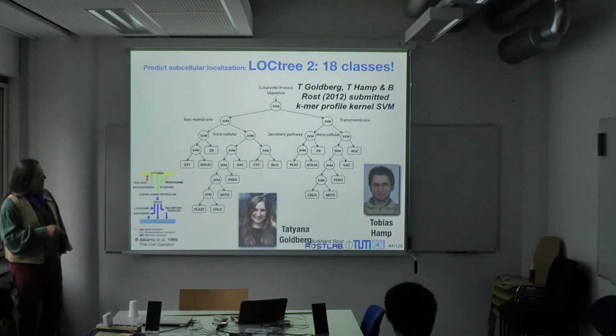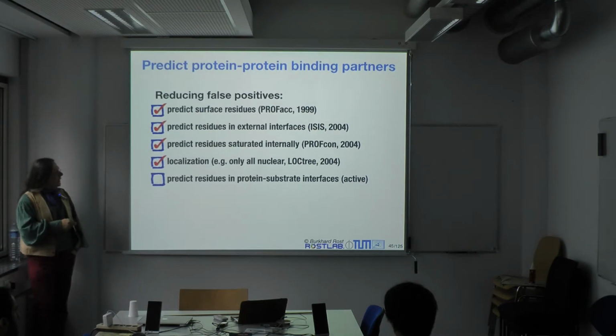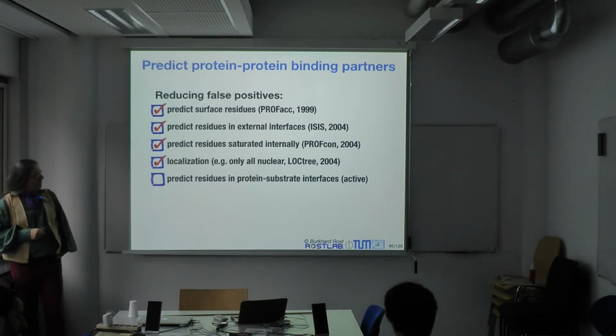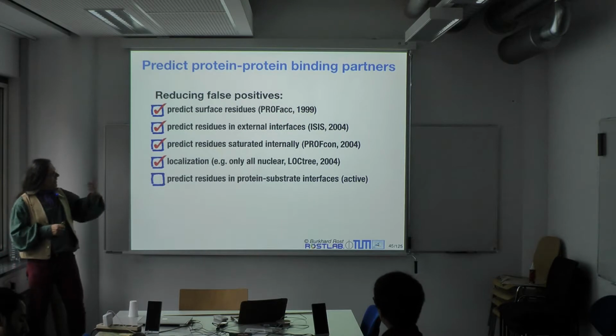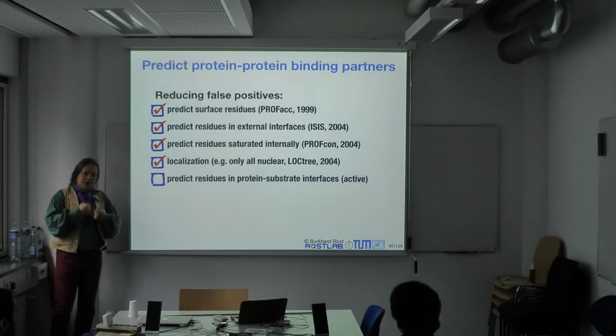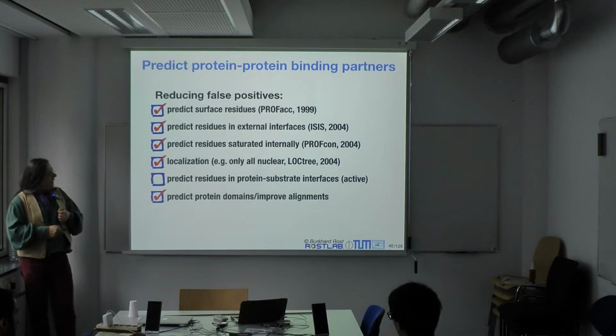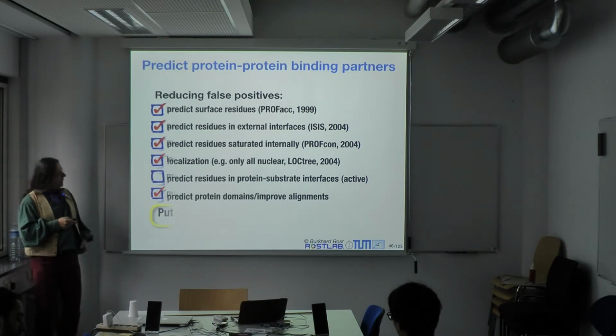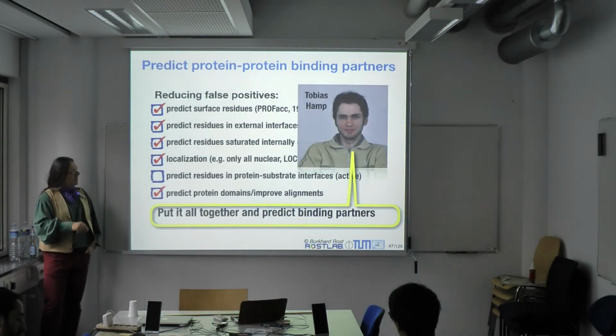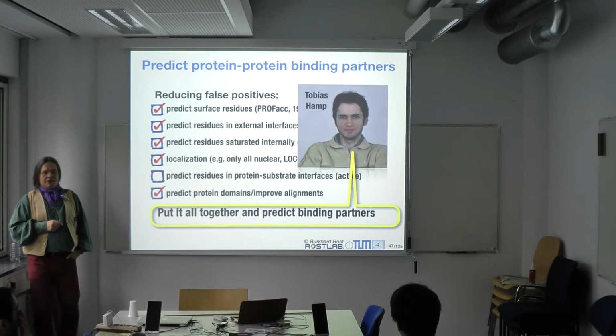So for that you need a prediction of subcellular localization. We have that. Then we can predict proteins that are binding to other substrates, that are competing with protein-protein interaction, like protein DNA. We'll talk about that later. And then we can improve alignment methods. We can better predict domains, sort of the units that interact. And then we can put all together and predict protein-protein interactions.